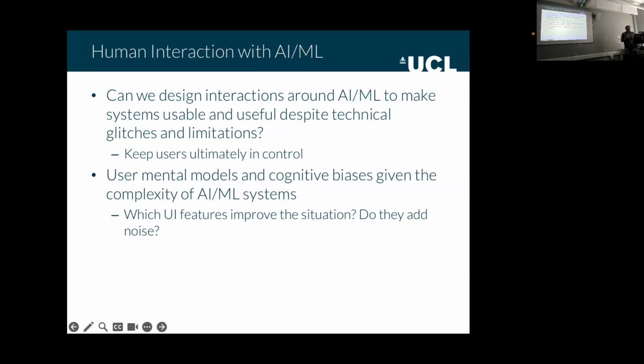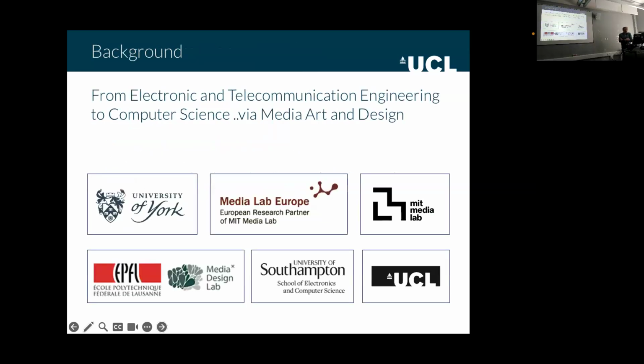So a more refined question is about which kind of things it makes sense to show on the UI. Which kind of things do we show on a UI to help people make sense? And which kind of things instead may actually confuse people, like we saw in some of the studies that I'm going to present. Mark already said a few things about my background, but I've got a slide.